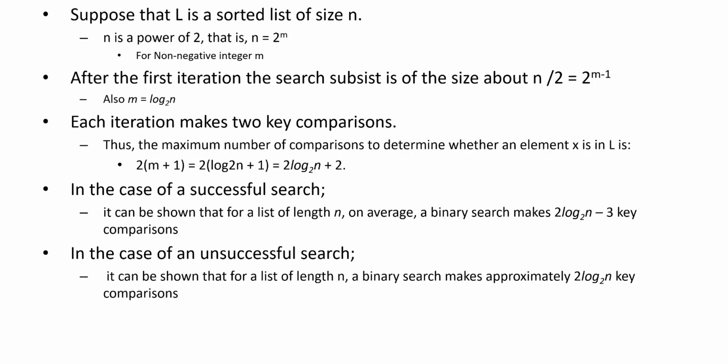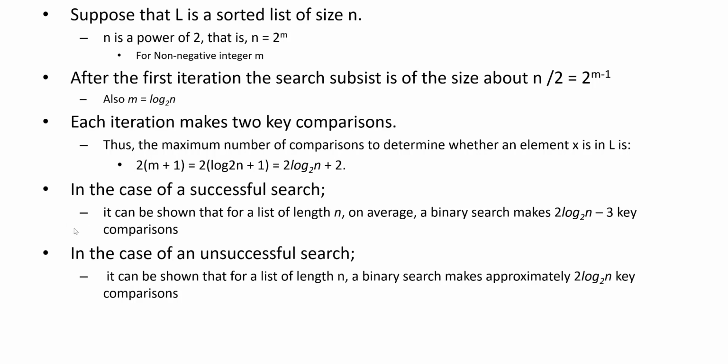It is easy to see that the maximum number of iterations of the while loop is about m plus 1. Also, m equals log 2 of n. Each iteration makes two key comparisons. Thus, the maximum number of comparisons to determine whether an element x is in L is 2 times m plus 1, which is actually equal to 2 log 2 of n plus 1, which brings us down to 2 log 2 of n plus 2.